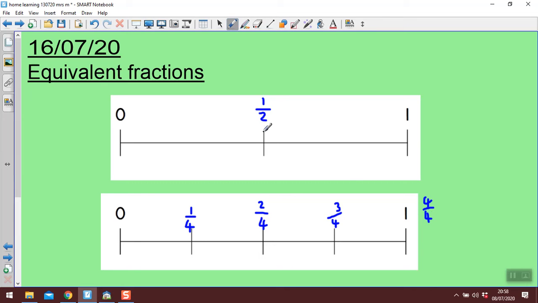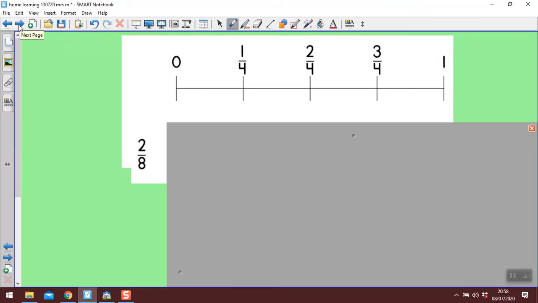We can see here that 1/2 is equivalent to 2/4. Have a look at this one. So we've got a number line split up into quarters again, 4 jumps. Where would we find 2/8 on a number line? What we've got to do is draw a number line the same size as this one, but this time split it into 8 equal sections, 8 parts. It's going to be jumping up in eighths this time, and we need to look at 2/8.